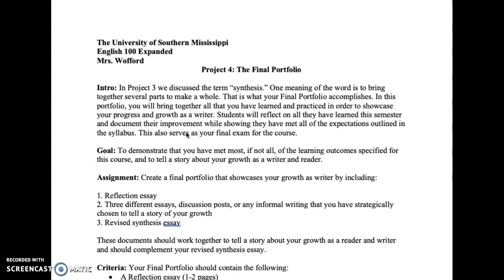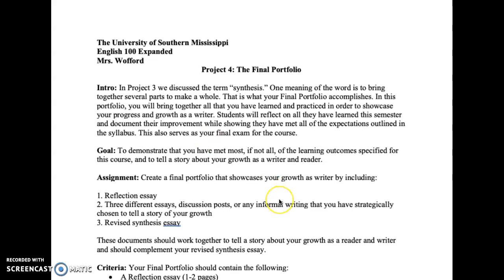So in project 3 we talked about the term synthesis, and one meaning of that word is to bring together several parts to make a whole, and that's what your final portfolio does. This is where you're going to bring together all that you've learned and practiced in our class in order to showcase your progress and growth as a writer. So you're going to reflect on what you've learned this semester and also document your improvement and show that you've met all of the expectations outlined in the syllabus. And this is going to be your final exam for the course.